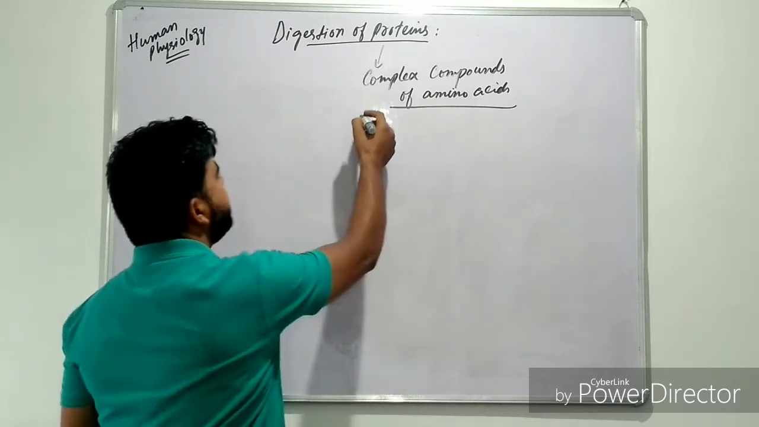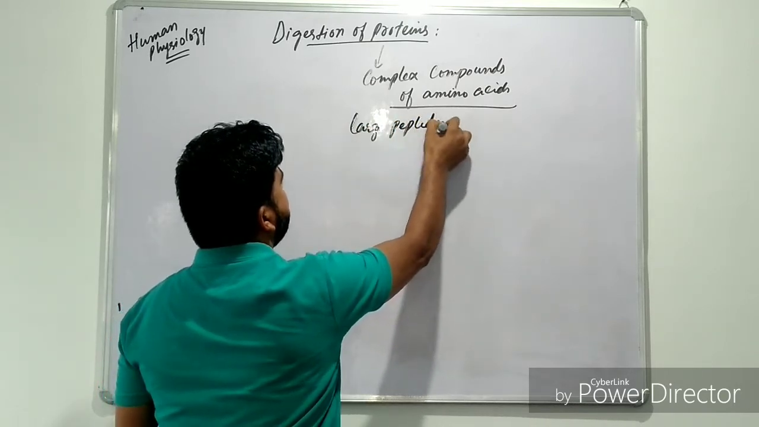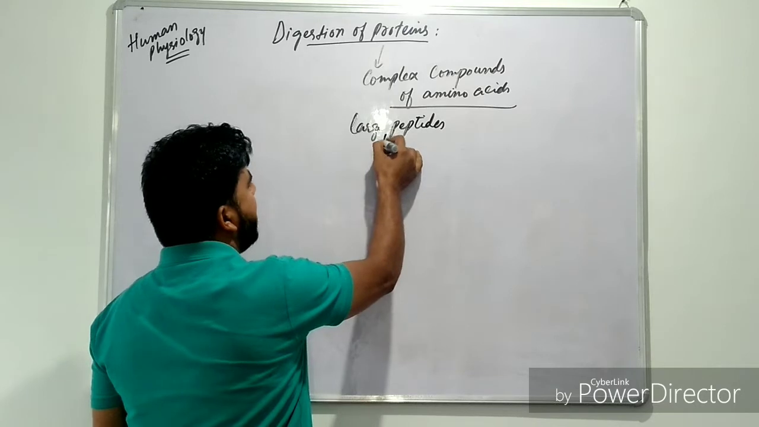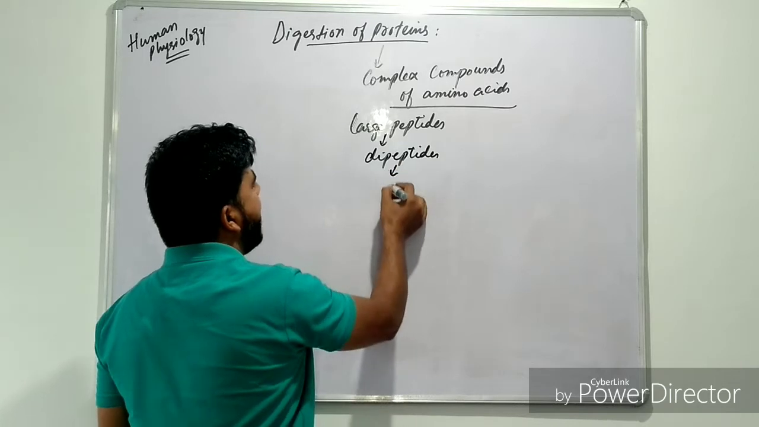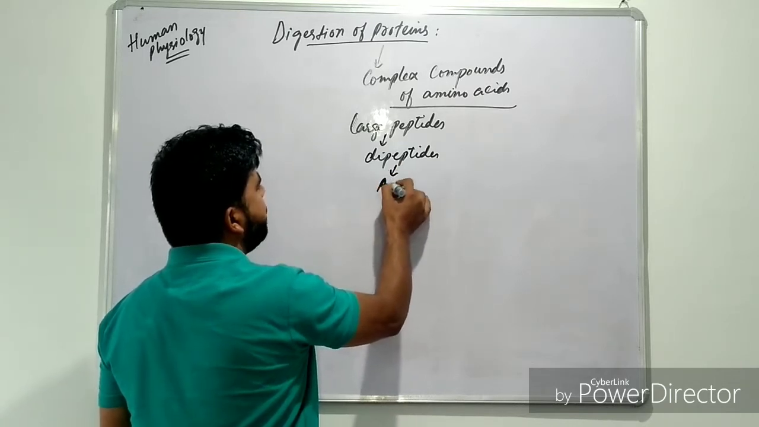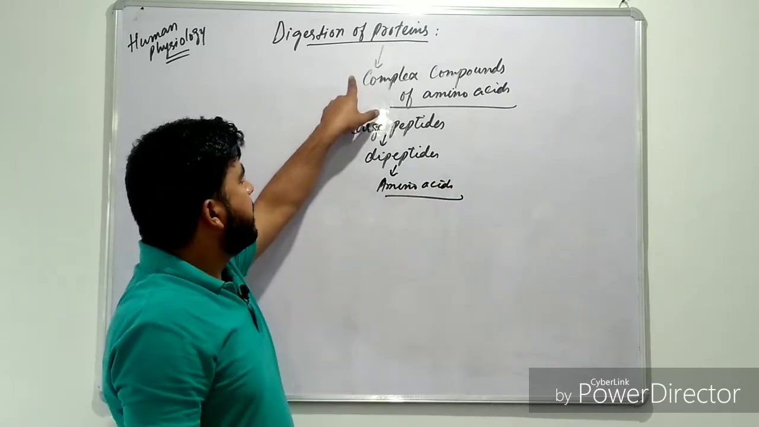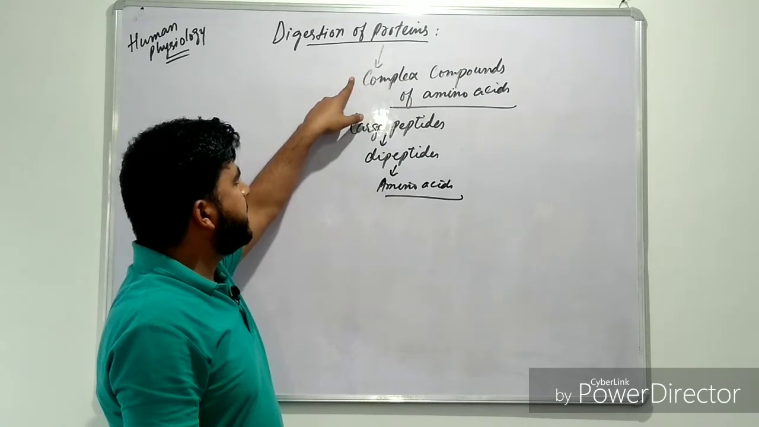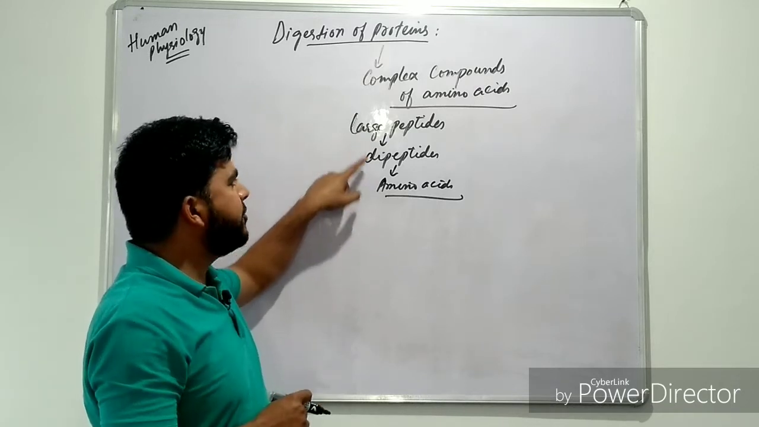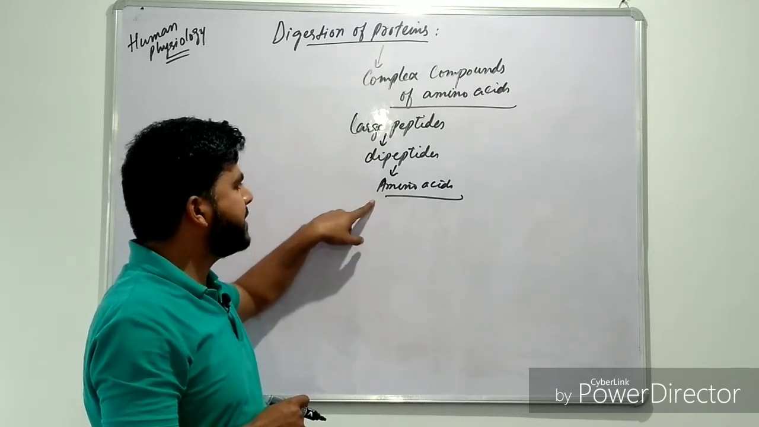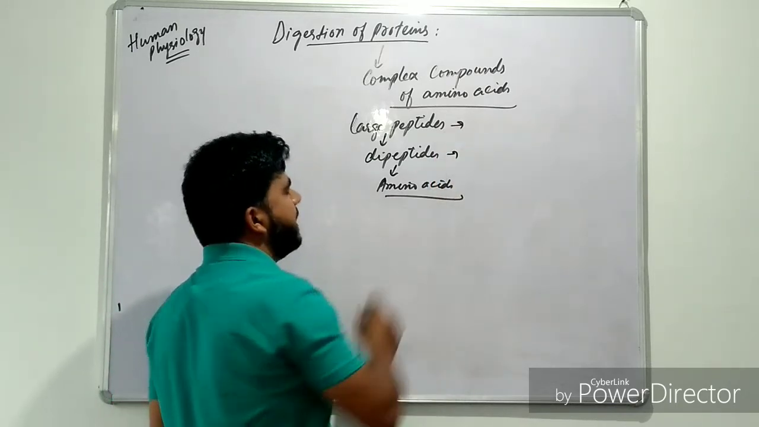First, these proteins will get converted into large peptides, and then these large peptides will get converted into dipeptides, and finally dipeptides will get digested into amino acids. So when the process of digestion of protein takes place, first we shall get large peptides. Large peptides will further get digested into dipeptides, and dipeptides will at last get converted into amino acids. But we must know what actually peptides and dipeptides are.